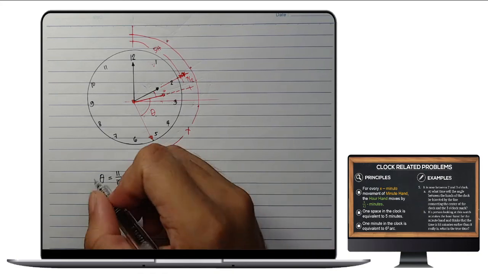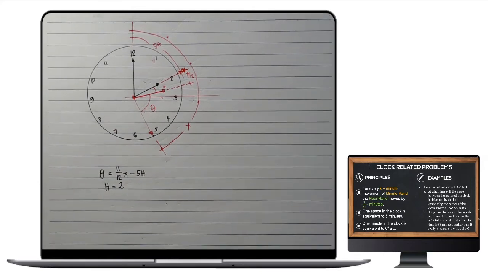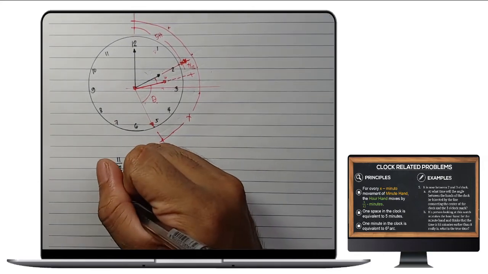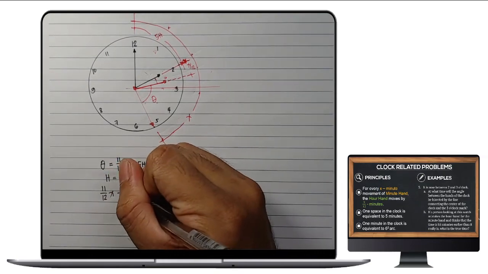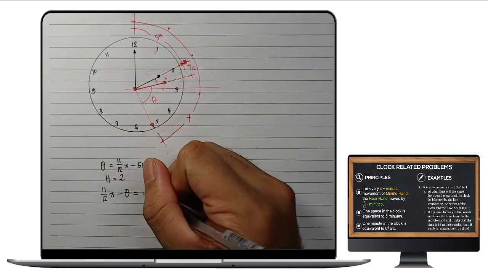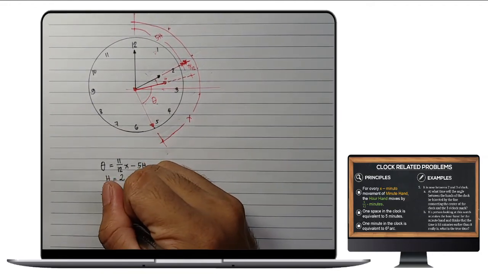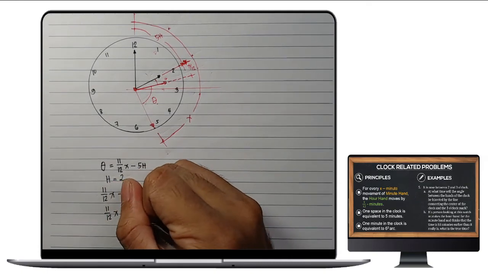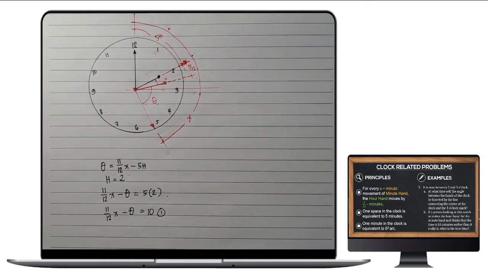So, h natin dito is equal to 2. So, therefore, that is 11 over 12x. Transpose ko lang. So, minus theta is equal to 5h. So, that is 5 times 2. So, that is 11 over 12x minus theta is equal to 10. So, let's have it as our first equation.